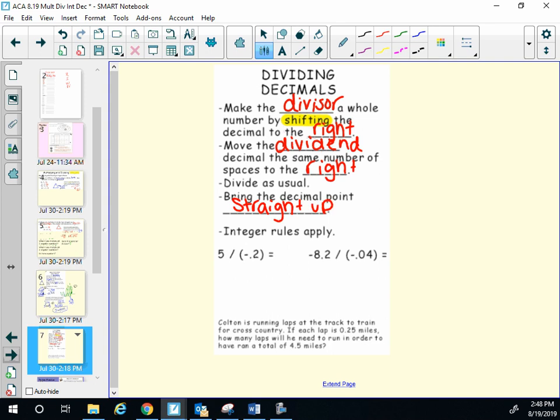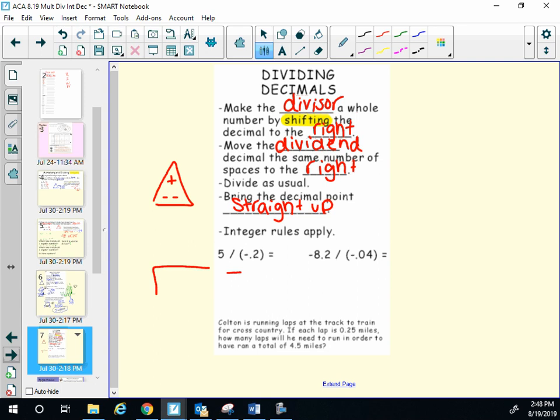So my first problem says 5 divided by negative 0.2. Is my answer going to be positive or negative? Negative. It is negative. So you have a positive and a negative. So I know my answer is going to be negative and I don't want to forget, so I'm going to write the negative in. I'm going to divide 5 divided by negative 0.2.